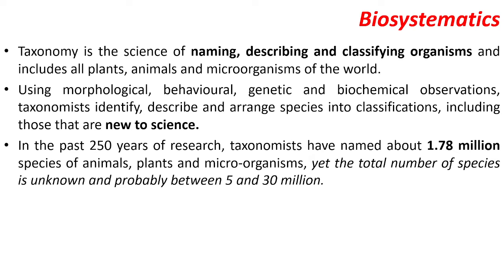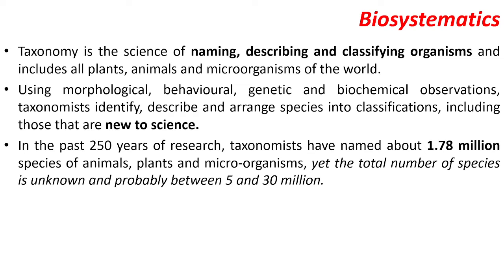Taxonomy is the science of naming. Delineating means naming the species: naming, describing, and classifying organisms, and it includes all the animals, plants, or all the living organisms, including even microorganisms in the world. We generally examine morphological characteristics, then behavioral characteristics, then biochemical observations, and ultimately genetic observations. That means the sequences of DNA, and the similarities between genes or the DNA sequences.